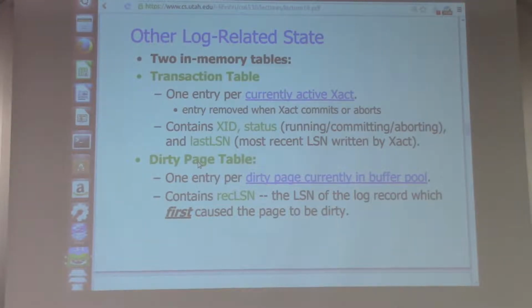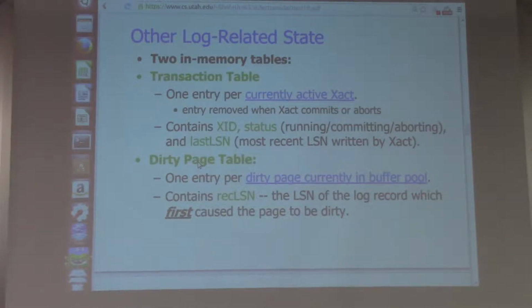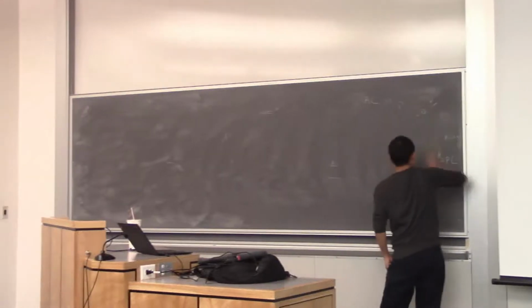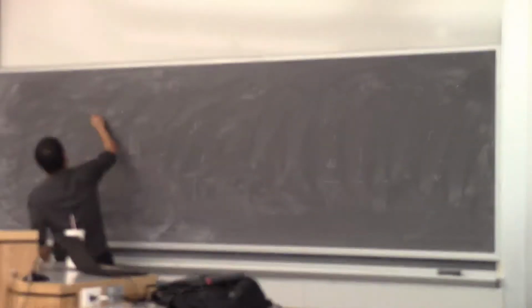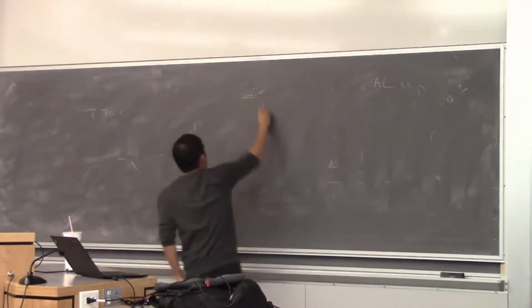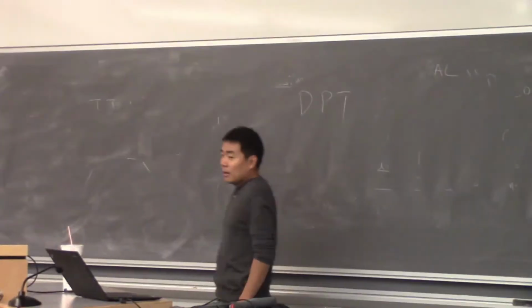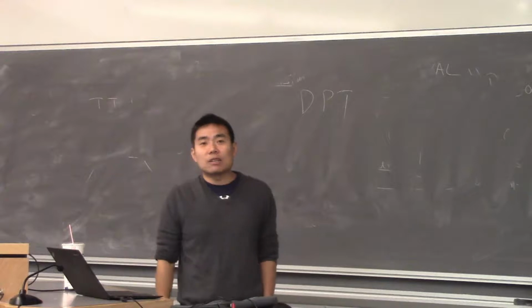After that, I'm ready to present to you the final algorithm of this semester, which is the ARIES recovery algorithm. But before that, we need to understand these 2 tables, TT and DPT. What are TT and DPT? First of all, let's look at TT. TT means transaction table.